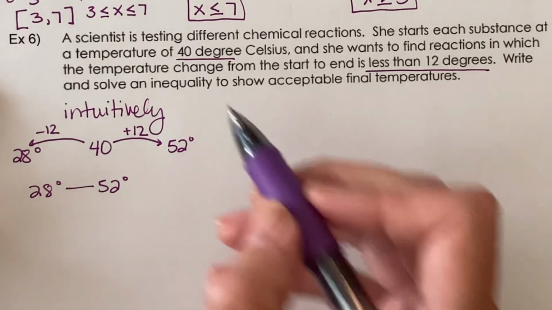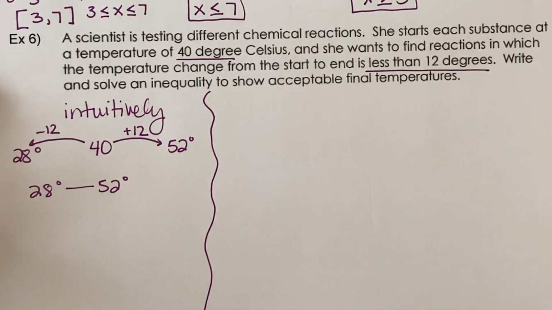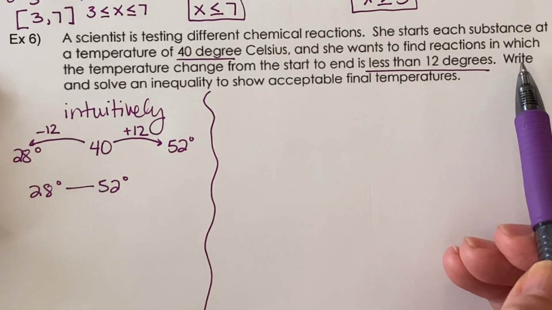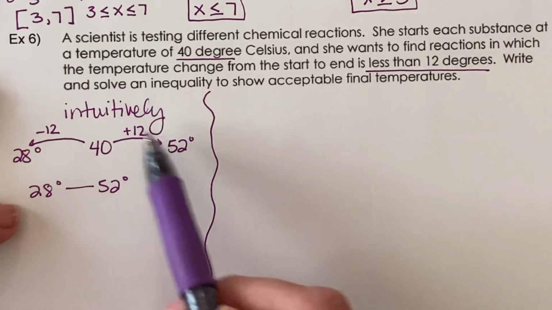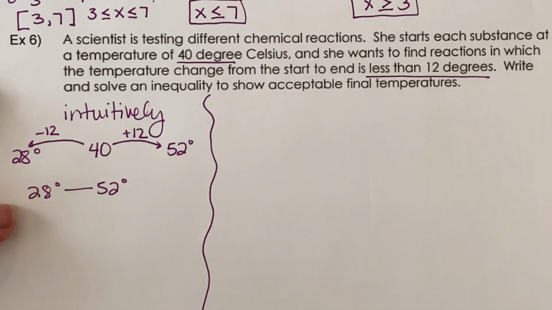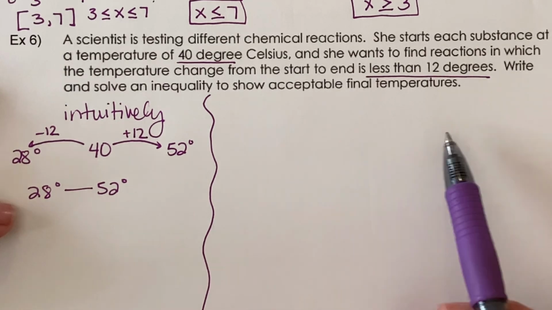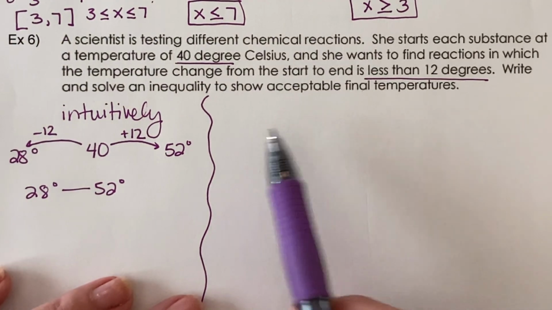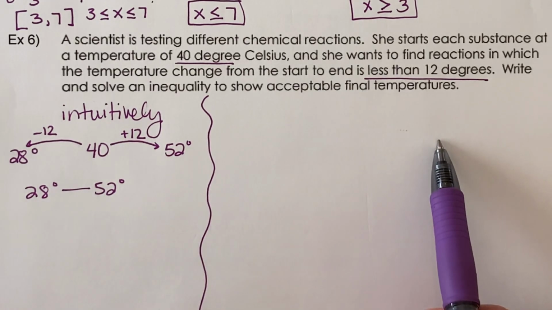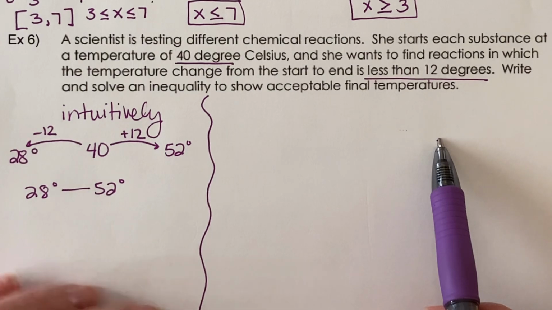Now, let's go ahead and think of this algebraically because we didn't write or solve an inequality. We just kind of used our number sense. Writing the inequality is the hard part. Solving it's the easy part. This is where we're going to do a little bit of guess and check. Okay, what would this look like?